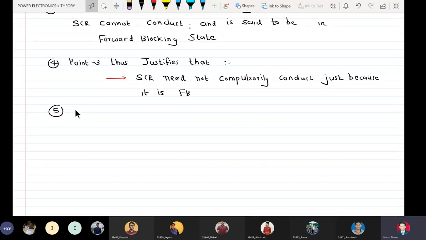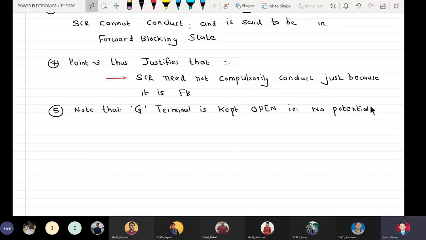Fifth point is, note that the gate terminal is kept open, that is, no potential or current is applied to it.